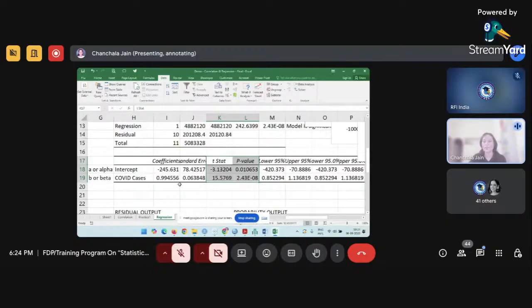That means you can say that the intercept and the coefficient of the COVID cases both are significant, or significantly contributing to your dependent variable, right? That means these are different from zero. These are not zero. These are significant from zero. That is why you can make a good equation using these. Is it clear?